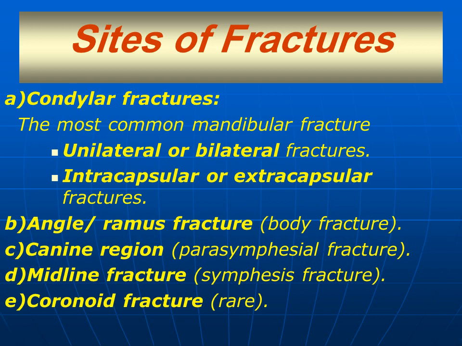Third type is the parasymphyseal fracture. Parasymphyseal fracture occurs in the area of the canine region, and we call it parasymphyseal fracture. A fracture that occurs exactly in the middle line we call symphysis fracture.